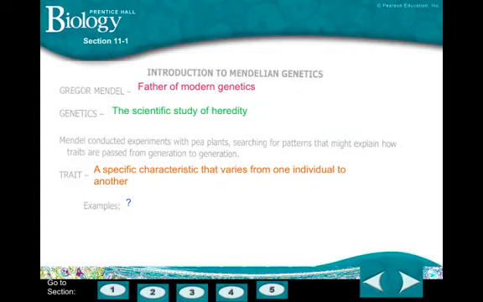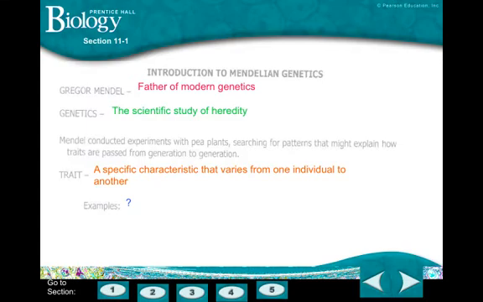So now that we understand that there are these patterns to heredity, we've looked a little bit at who we consider the father of modern genetics. And we watched the video, Understanding Basic Genetics, and we learned about Gregor Mendel and how he's contributed to the current area of scientific study of heredity known as genetics. So we learned that Mendel conducted experiments with pea plants, and he was searching for patterns that might explain how traits are passed from generation to generation.